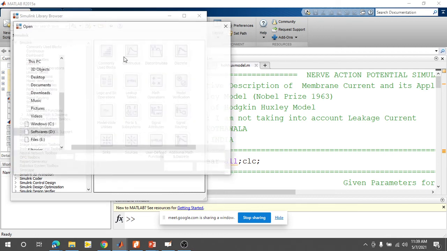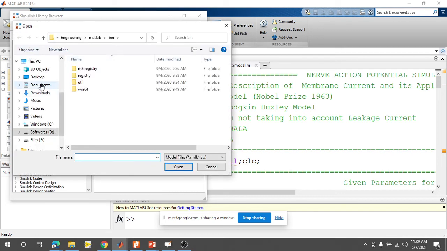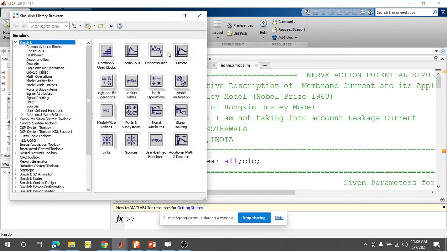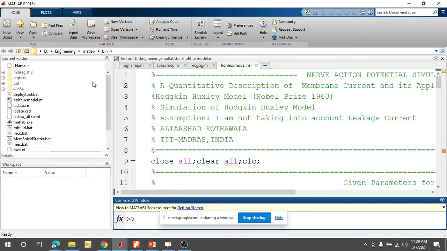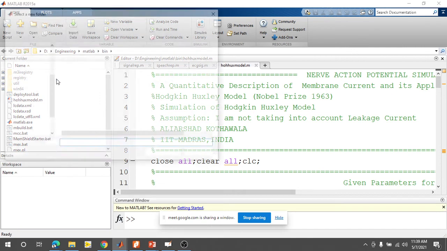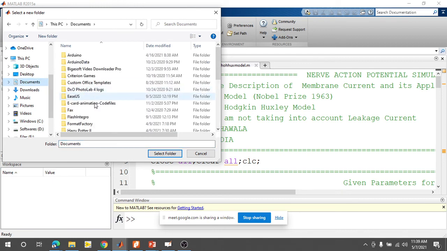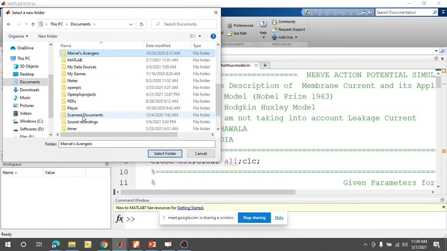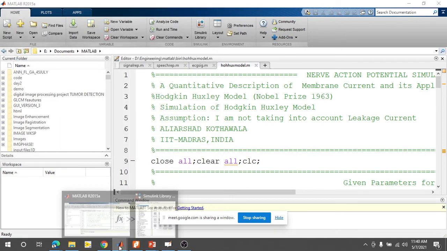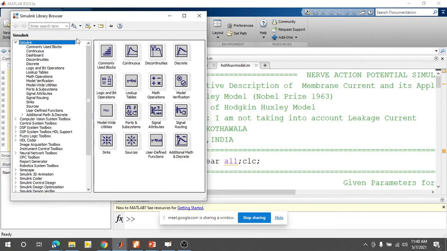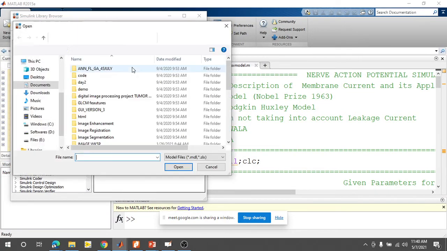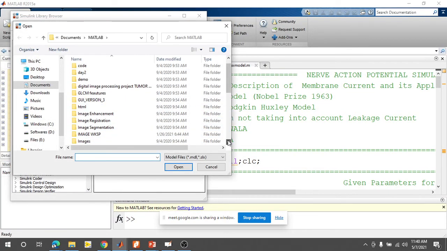I'm going to open the model. Before opening the model, first I need to set my working directory. My working directory is documents MATLAB. So I'm just setting the working directory, and now I'll open the file.